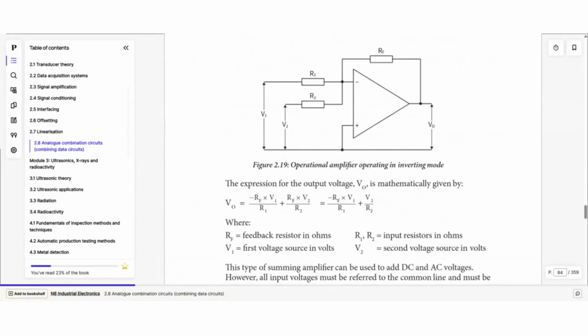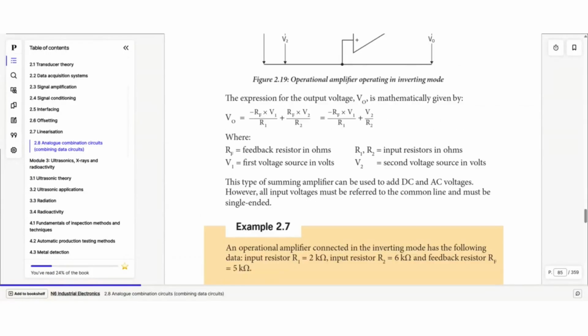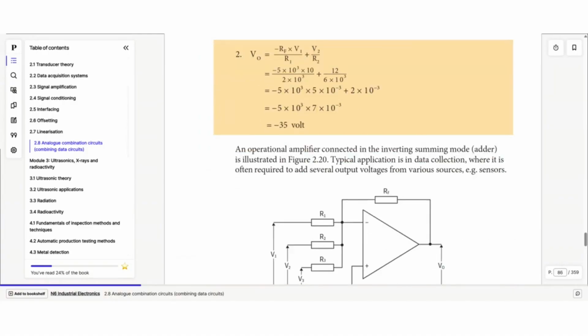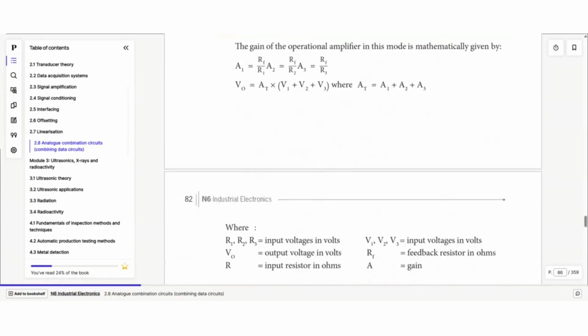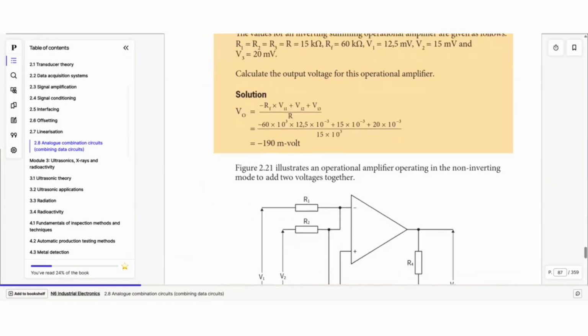Now, if we take a look at this, here's a summing amplifier with just 2 inputs, but you can add, like I showed you guys, a third. So it's pretty straightforward to work with this. Then there's one with 3 inputs. Again, quite straightforward. Quite a few examples in the textbook as well.